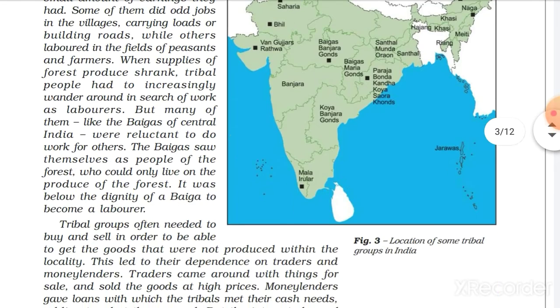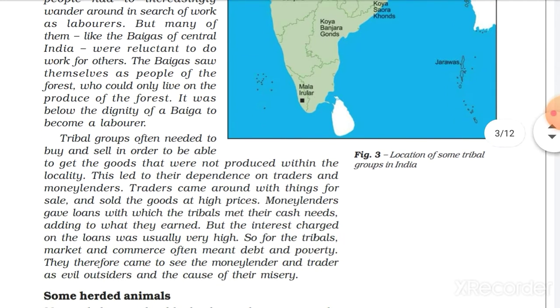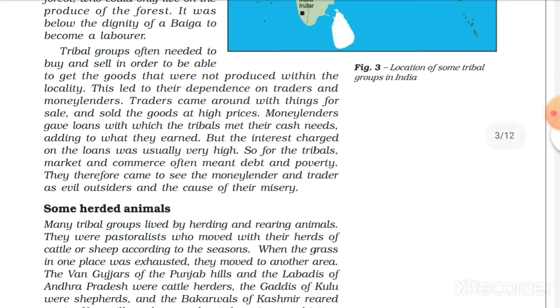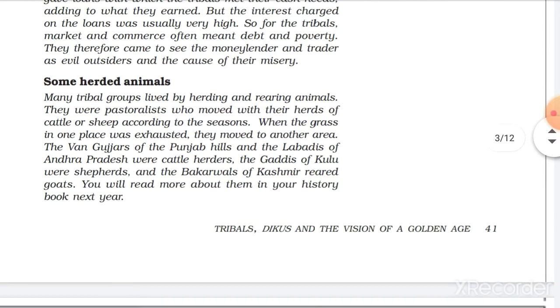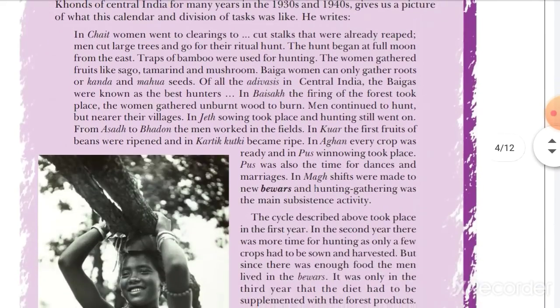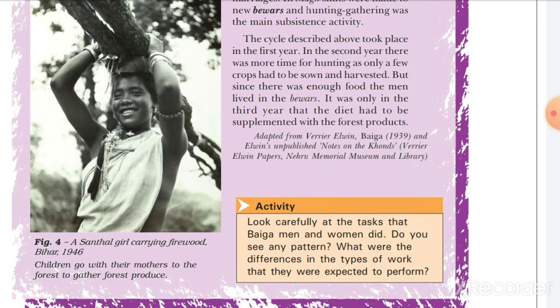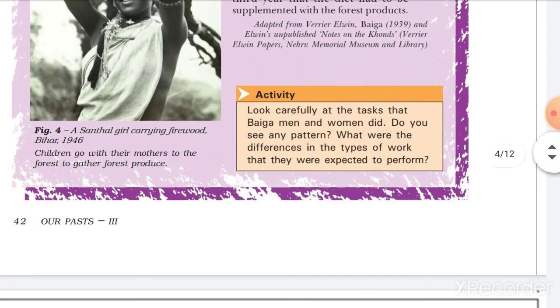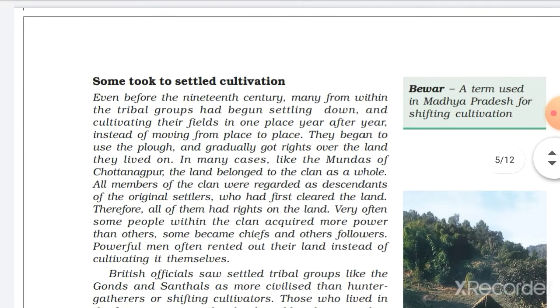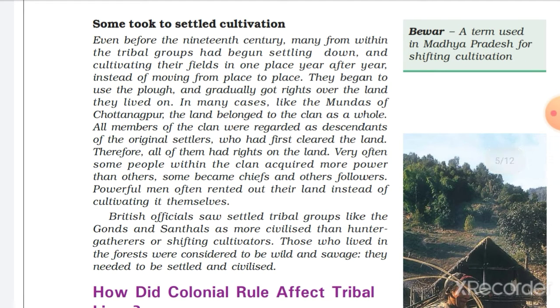And here also comes the misery of the tribal people, that they had to become laborers, unfortunately, even though they didn't want that. And some herded animals. So here we got to know which particular tribes of particular places did what. Then this paragraph is not important. It doesn't even come in your exams. So some took to settled cultivation. What is this? It is just the farmers who cultivated and became settled cultivators.